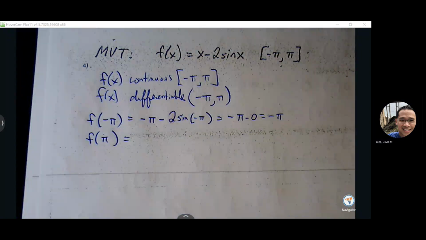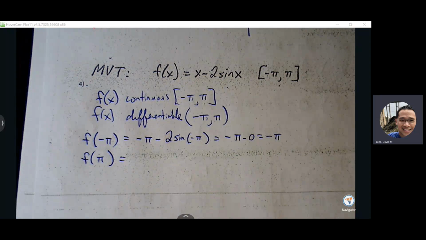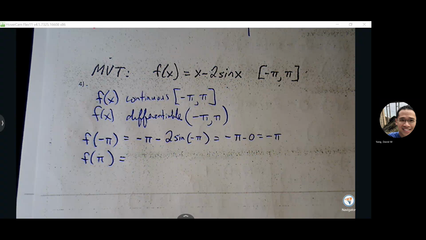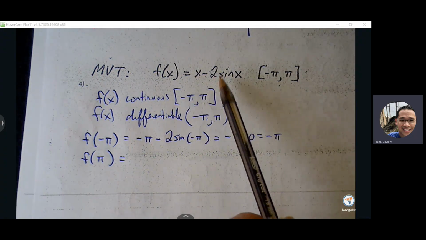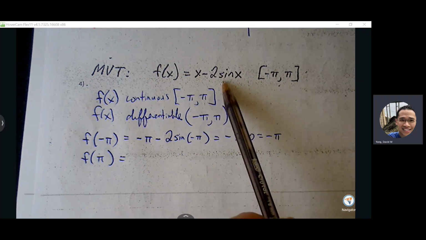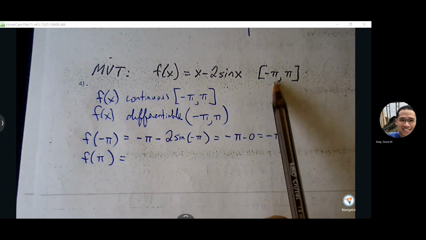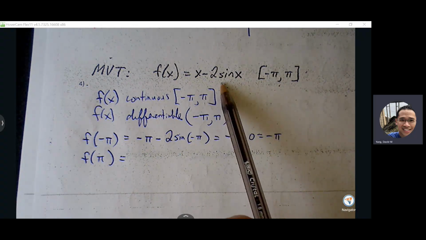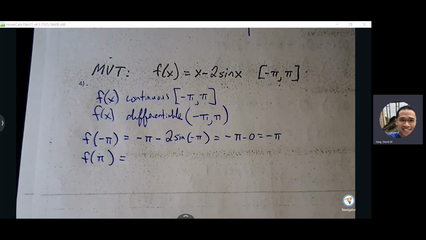Those were continuous and differentiable because it was sine or cosine. Look at the equation and see if there are asymptotes. If there are asymptotes, then you have to list those asymptotes and see if they interfere with the interval. So if it's sine and cosine, you're safe. If it's other trig functions, then we have to worry about asymptotes, because tangent, secant, cosecant, and cotangent all have asymptotes except for sine and cosine.